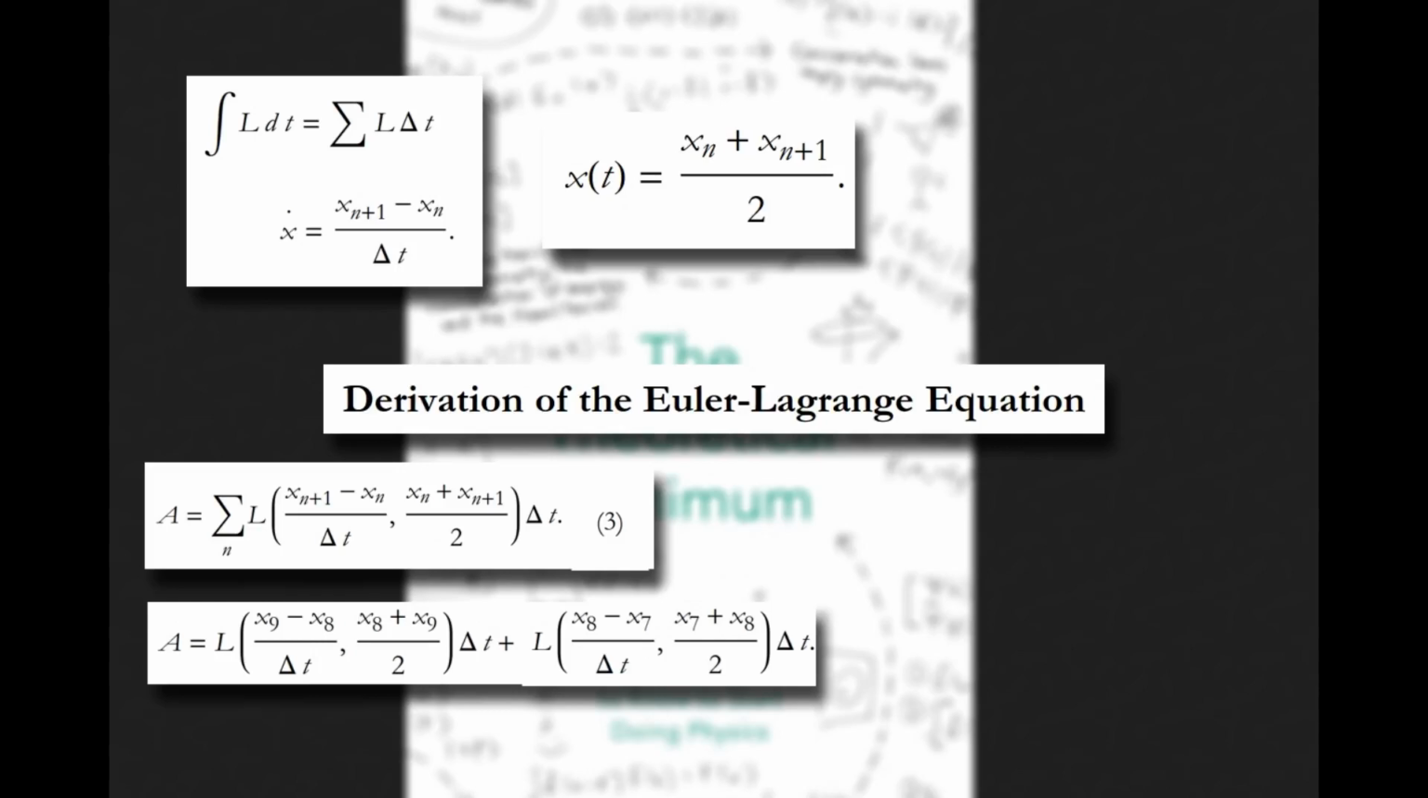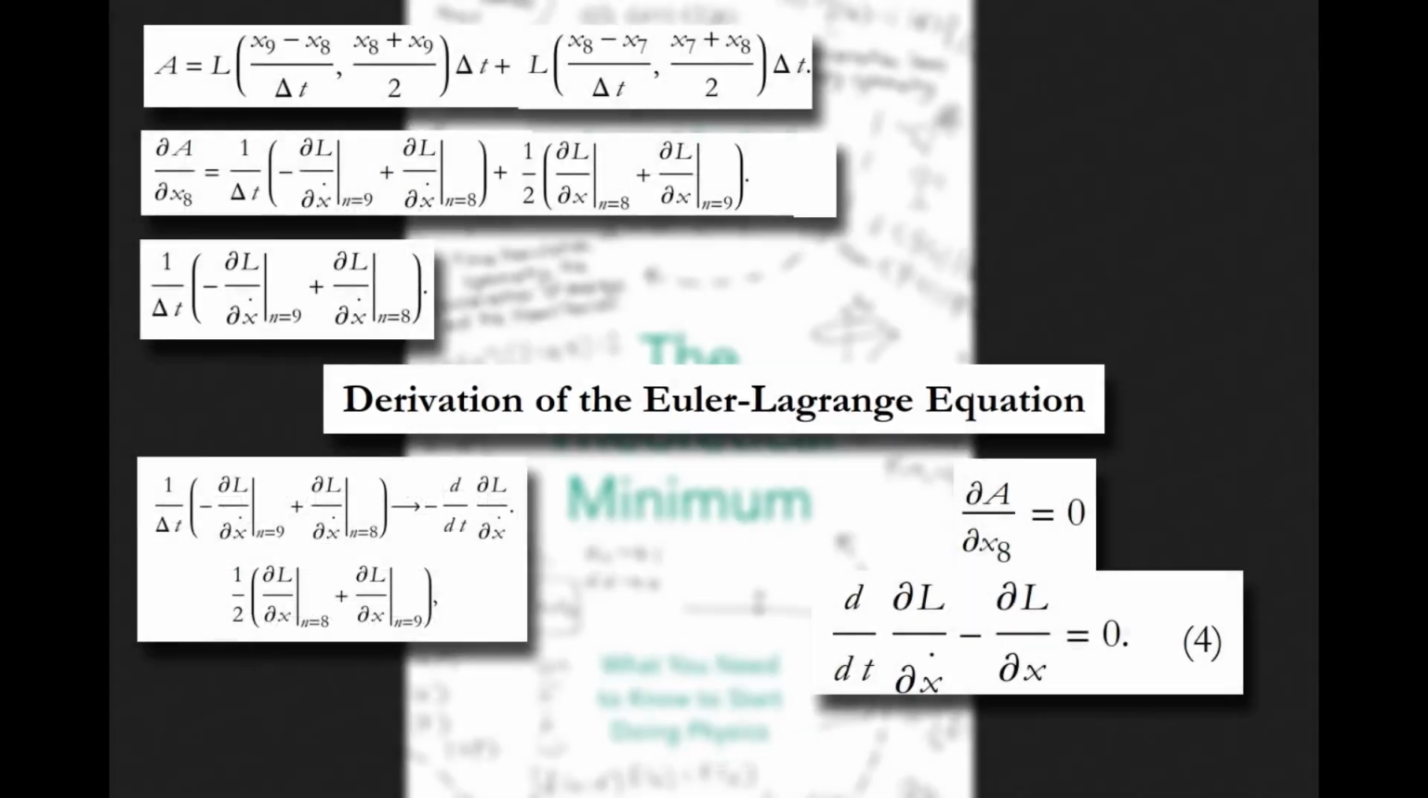This sounds very complicated, but notice that x8 appears only in two of the terms in equation 3. The two terms that contain x8 are A equals L as a function of (x9 minus x8) by delta t, comma, (x8 plus x9) by 2, whole times delta t, plus L as a function of (x8 minus x7) by delta t, comma, (x7 plus x8) by 2, whole times delta t. Now all we have to do is differentiate with respect to x8. Notice that x8 appears in two ways in each term. It appears through the velocity dependence and through the x dependence.